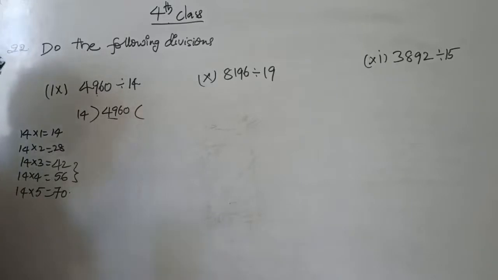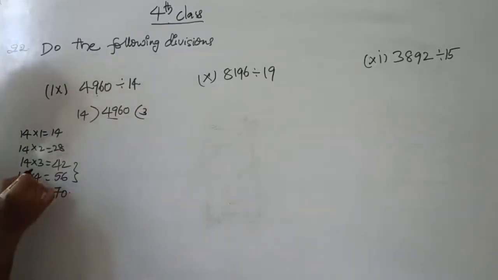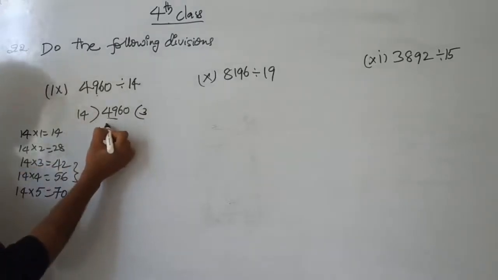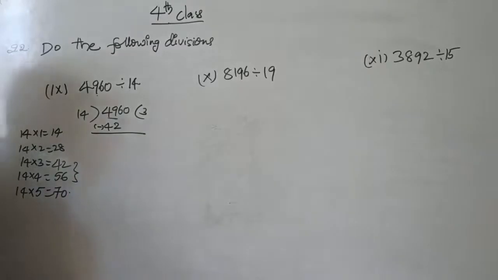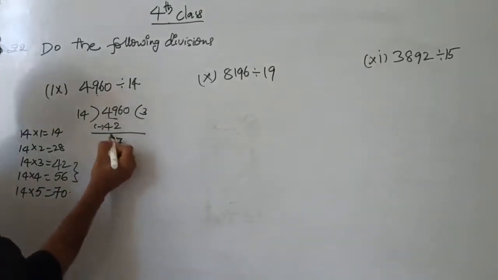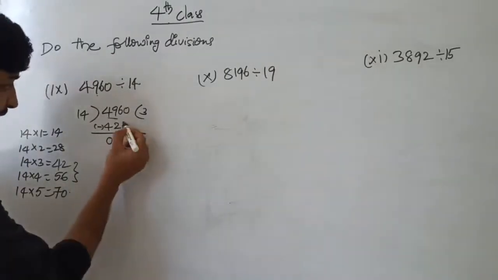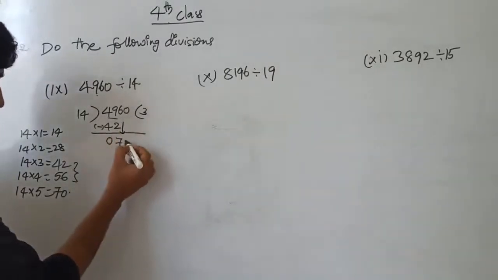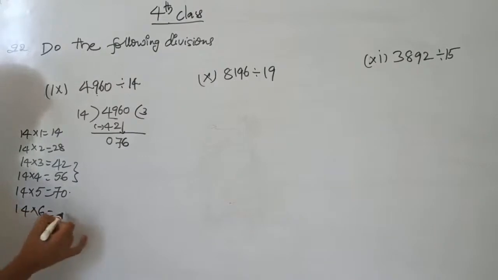We have to take the nearer value. So I am taking 3 times. 14 into 3 we know is 42. Now do subtraction here. 9 minus 2 is 7, and 4 minus 4 is 0. Now I am taking this carry to here. It becomes 76. I am taking another 14 into 6.